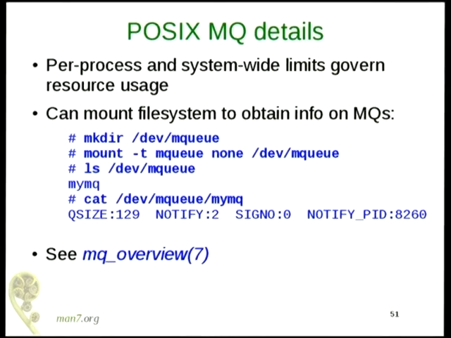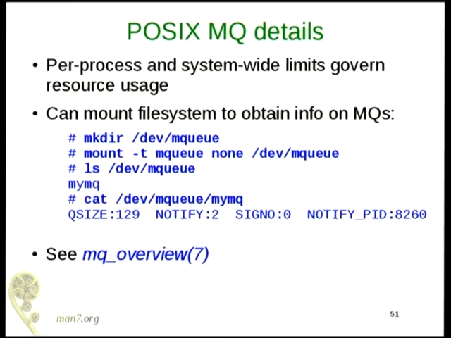I mentioned that there was a file system that could show you your POSIX message queues. You can mount that file system by doing something like this. Make a directory for the mount point. Then you say mount -t, mount the message queue file system, none here, and then the mount point. And then you can list the contents of that directory and see your message queues.